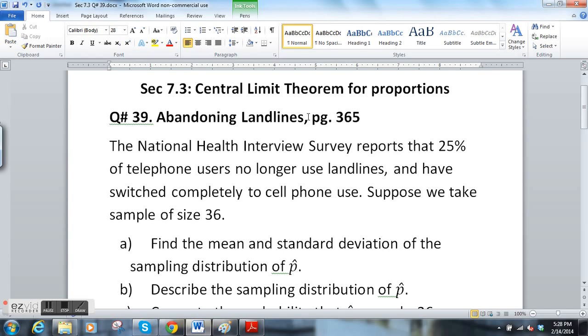Abandoning landlines. They are abandoned, my friends. I bet you don't even know what a landline is. It's a wire that goes into your house, and the phone plugs into the wire.